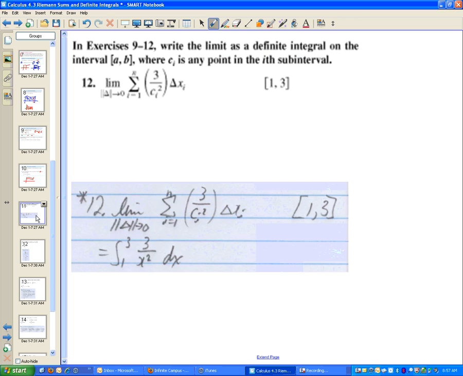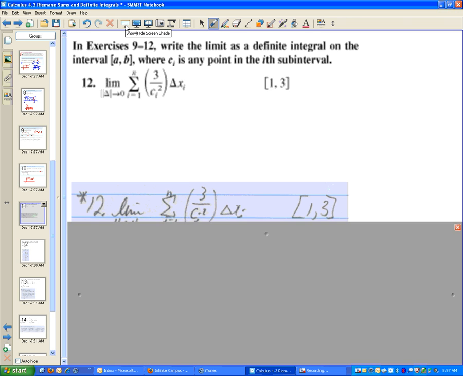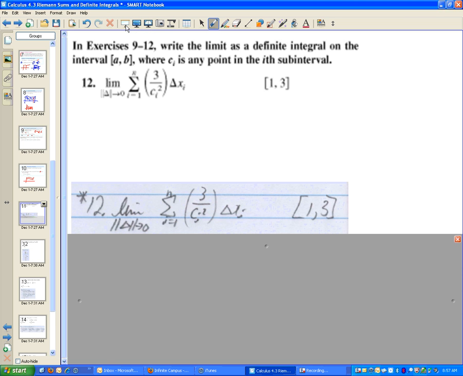Let's do some. And by the way, all those properties that we just went over, remind me, once we've learned the fundamental theorem of calculus, let's come back and talk about those again. Okay? Once you know how to evaluate these definite integrals, we need to revisit those properties.